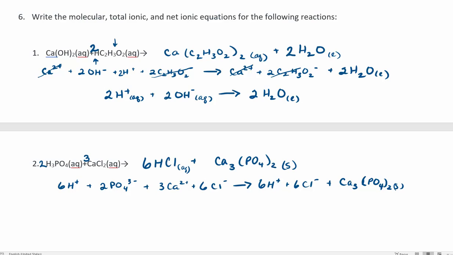So now I'm going to cross out what is like on both sides and form my net ionic equation. So I have 3 calcium ions, 2 phosphate ions, and that will react to form solid calcium phosphate.